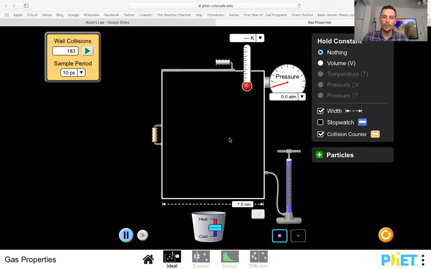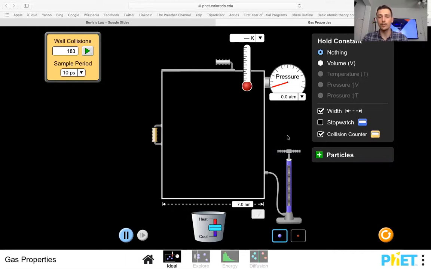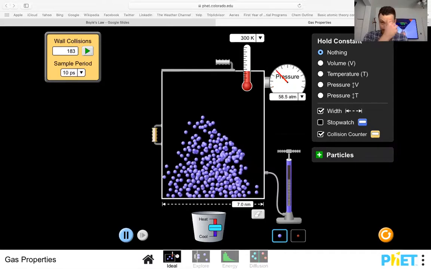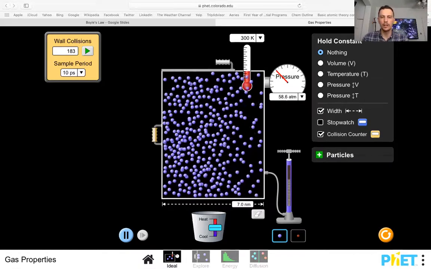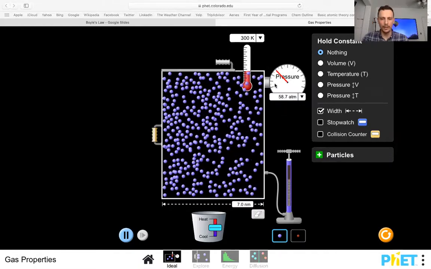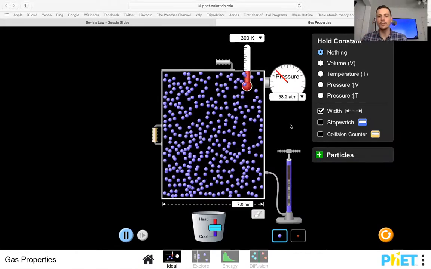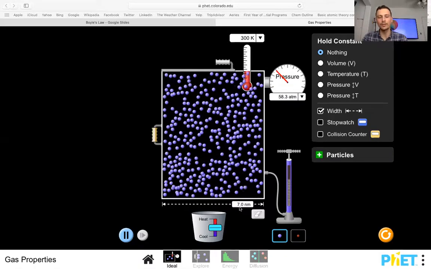So we have our container, right? This container here is the volume of the container, and we have a gauge here that measures the pressure. Right now there's no gas inside, therefore there is no pressure being exerted. We can pump in some gas molecules, let them bounce around, and we'll see, right, these gas molecules, they are hitting the walls of the container, bouncing back and forth, and they establish a pretty standardized pressure, right? It's around 58 atmospheres or ATM. So right now, our width is about 7.0 nanometers.